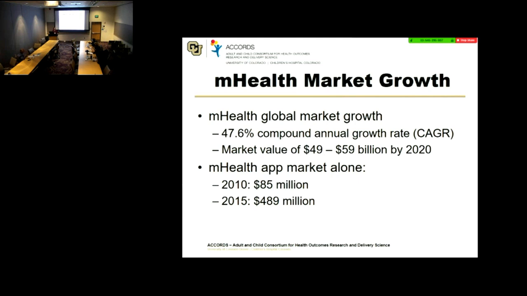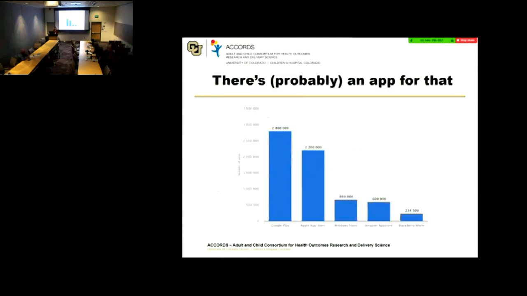And then looking at just a subset of that market, the app market alone, to get a sense of how quickly this growth is happening. In 2010, looking at apps on your phones and on your smart devices, about 85 million, just under 100 million. Now, as of 2015, almost up to 500 million, and in 2018, I believe we're over 600 million, almost 700 million and rising. So a lot of opportunity here and a lot of potential benefit to patients and health systems.